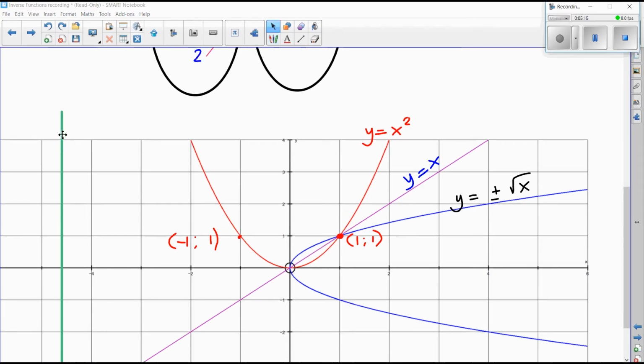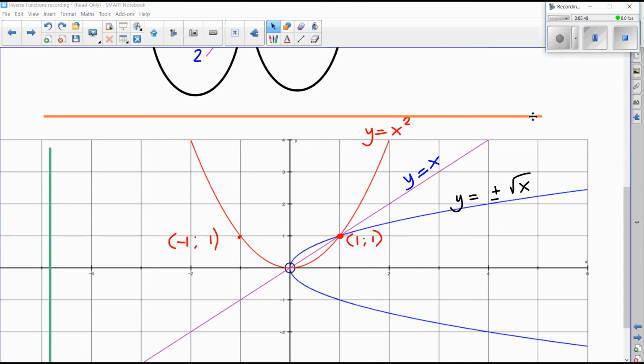Right, so we're going to do the vertical line test. Remember, the vertical line test will tell you whether your graph is a function or not. So the red graph, the parabola, if I sweep the vertical line across the parabola, I see it cuts my parabola in one place only, so my parabola is a function. However, when I look at the inverse of the parabola, I see it is not a function because my vertical line will cut my parabola in two places.